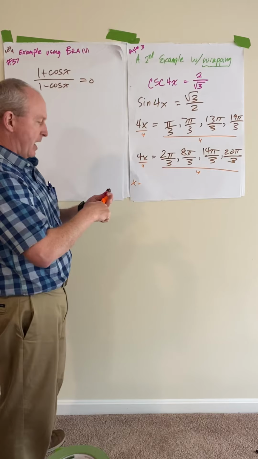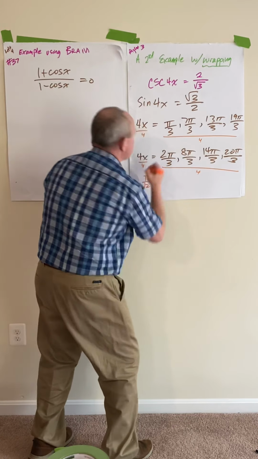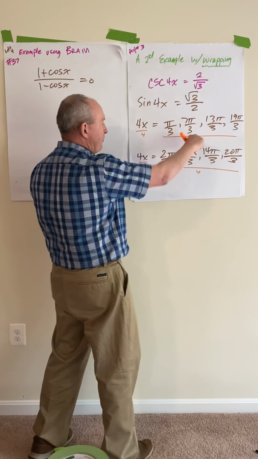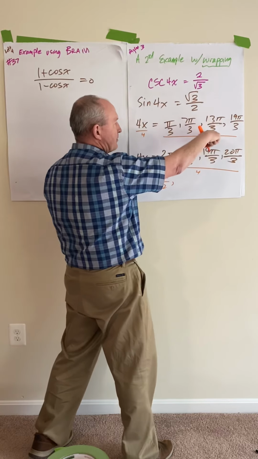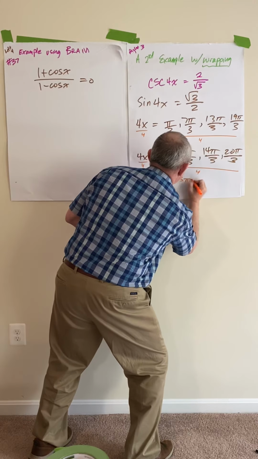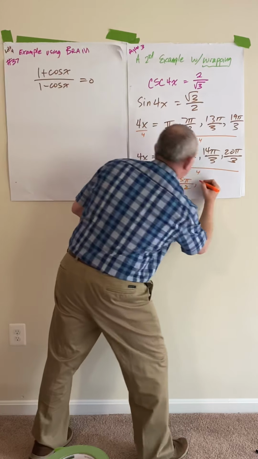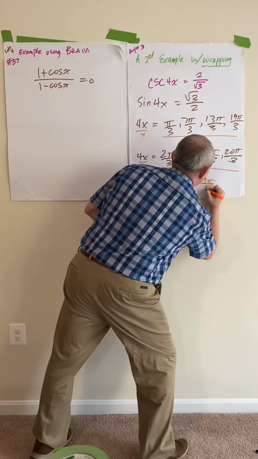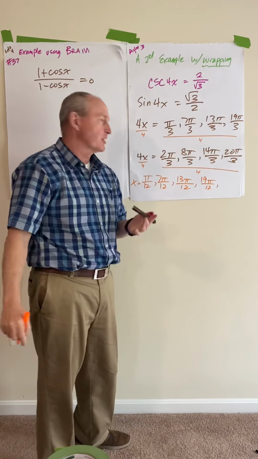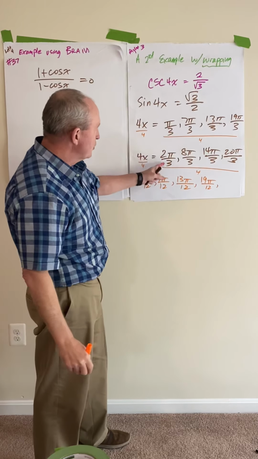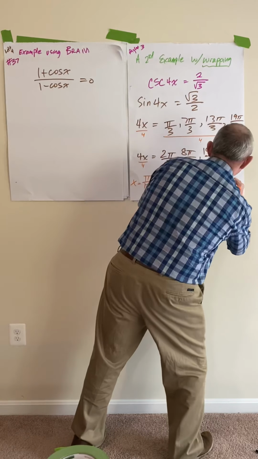I'm going to say pi over 3 divided by 4 is pi over 12. 7 pi over 3 divided by 4 is 7 pi over 12. 13 pi over 3 divided by 4 is 13 pi over 12. 19 pi over 3 divided by 4 is 19 pi over 12. 2 pi over 3 divided by 4. Now it's going to get a little harder because we can reduce these numerators. 2 pi over 3 divided by 4 is 2 pi over 12, which is pi over 6.